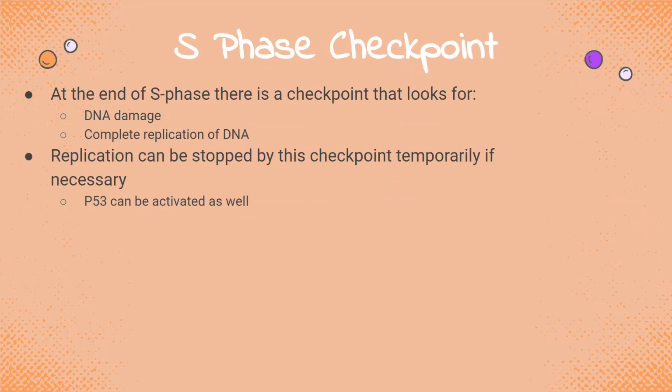The S phase checkpoint, in most textbooks, you probably won't see it. It's kind of an informal checkpoint. We call it a checkpoint because even though it doesn't have as many mechanisms behind it, before we progress from S phase to G2, we want to make sure that all of our DNA is replicated and that it is not damaged. We can stop temporarily at this point if we sense problems to try to fix our DNA, or if we can't fix it, go through apoptosis.